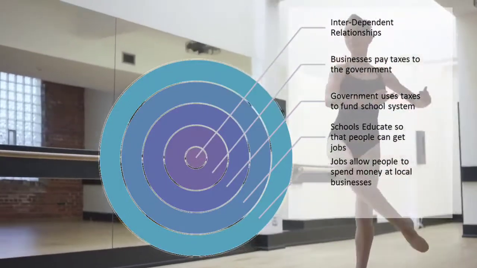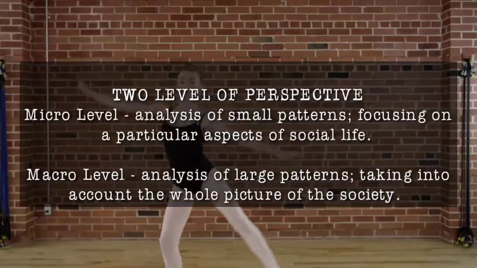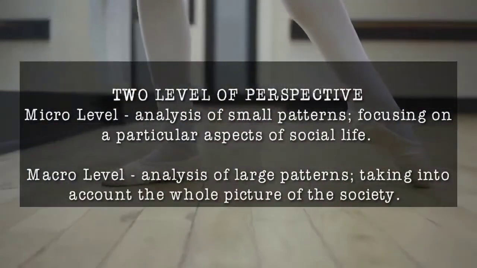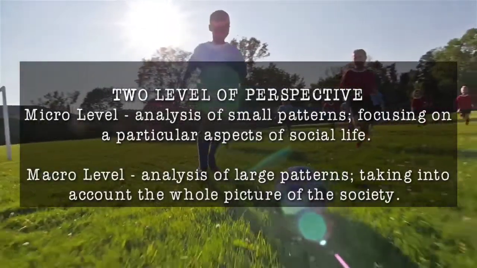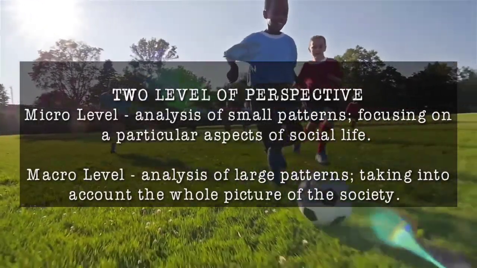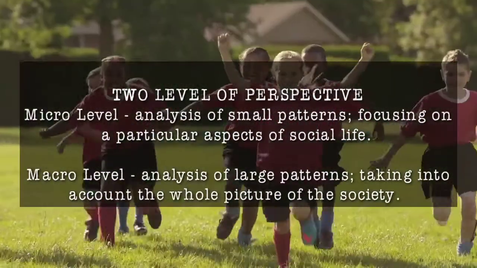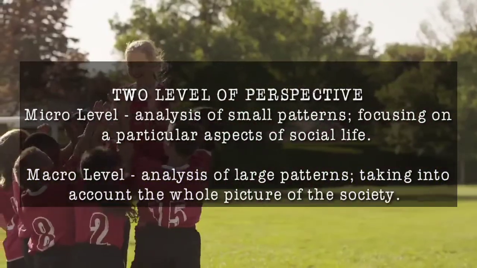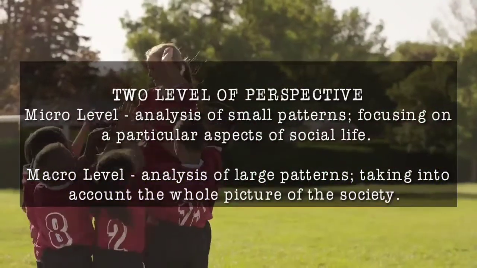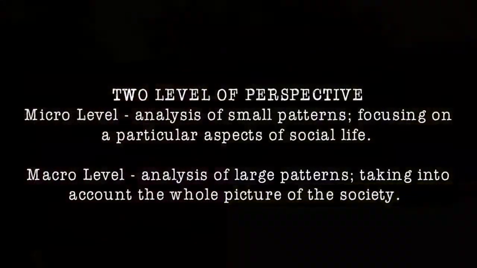To help us understand structural functionalism, we have here two levels of perspective. The first perspective is the micro level. Micro level is an analysis of small patterns focusing on a particular aspect of social life. The next level of perspective is the macro level. The macro level is the analysis of large patterns taking into account the whole picture of the society.